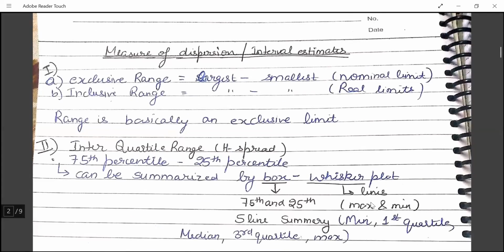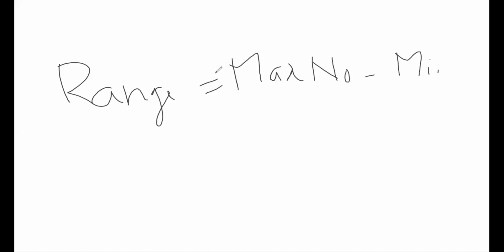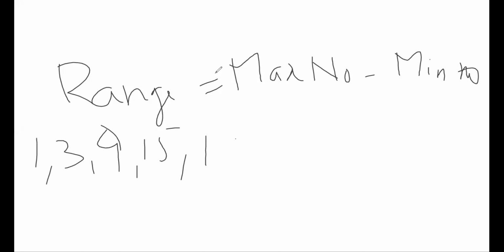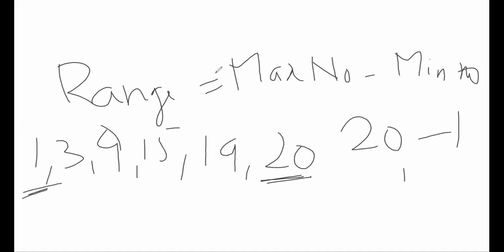So the first thing we have to study is the range. What is the range? Range is the maximum number minus the minimum number. Suppose we have data 1, 3, 9, 15, 19 and 20. The maximum number would be 20 and the minimum number would be 1. So we calculate 20 minus 1, which comes out to be 19. So 19 is our range.